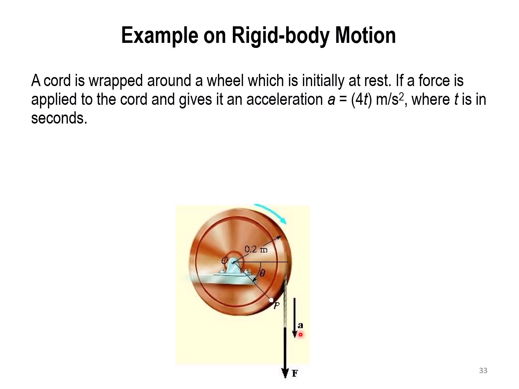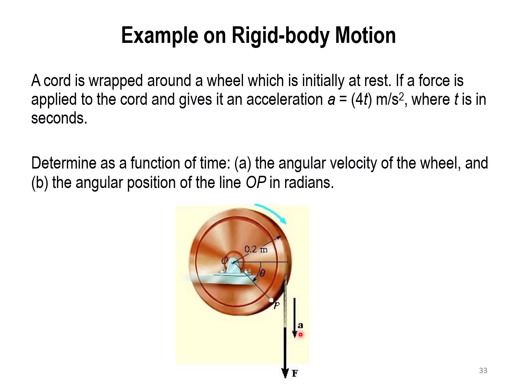So let's see what's happening. The omega now is 0, and we have the acceleration, which is a tangential acceleration, or the alpha r, given as 4t. So bear in mind, what will be, as a function of time, the angular velocity of the wheel? And what will be the angular position of the line OP in radians? So now what we need to do is use the only thing that we know, which is that the omega 1 is 0, and the acceleration of that link is 4t meters per second square.